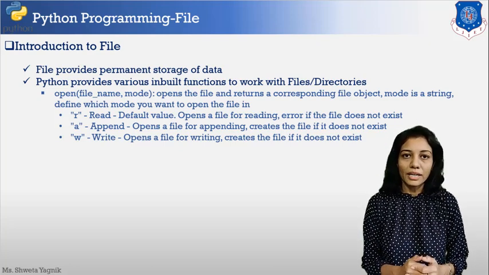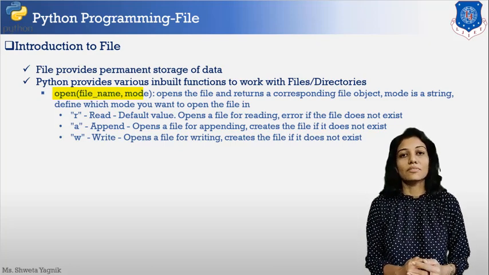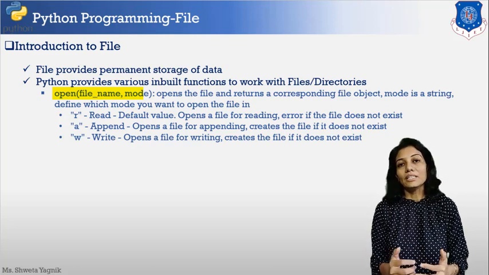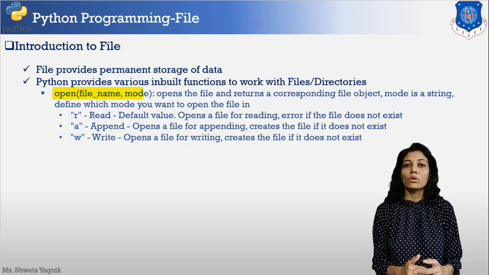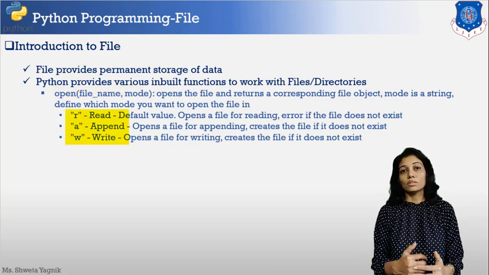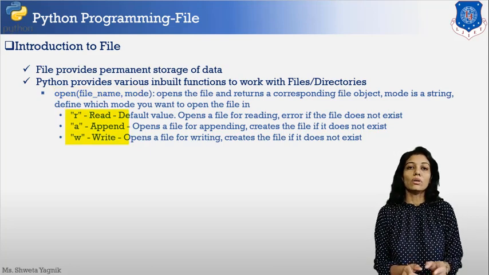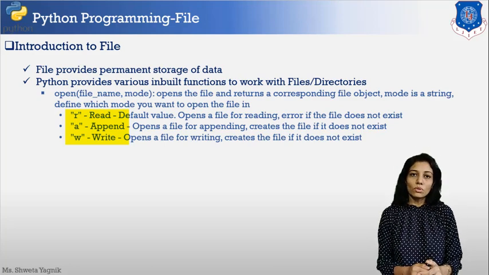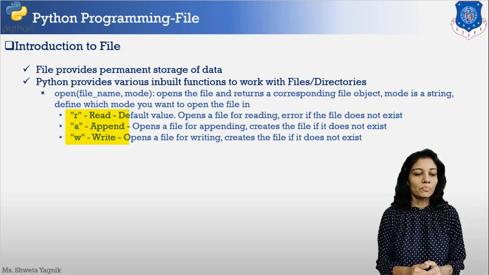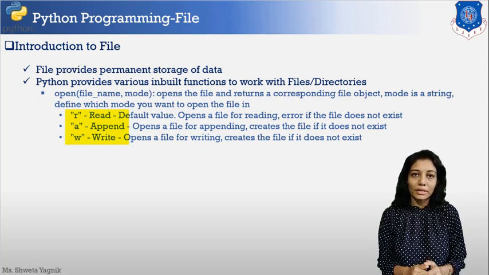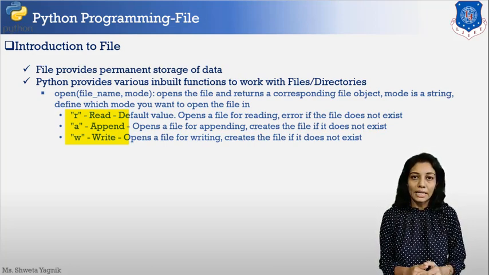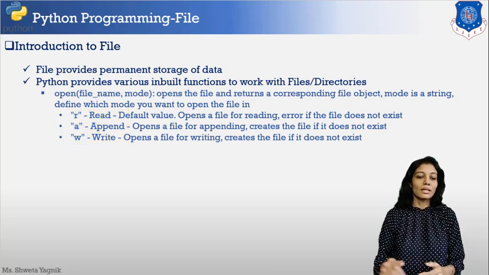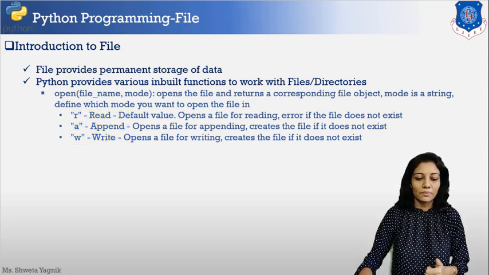First is open, which takes a file name and a mode. Mode gives us the intention: if we want to read a file, if we want to create a file, or if we want to append some more data into an already created file. So mode has three options right now: R for reading purpose, A for appending purpose, and W for writing a file. Here we are going to take these three examples.